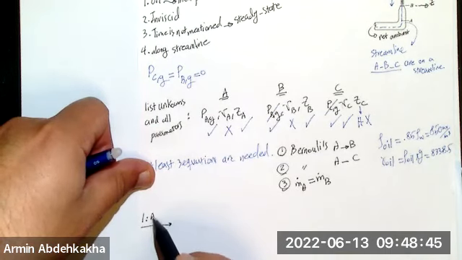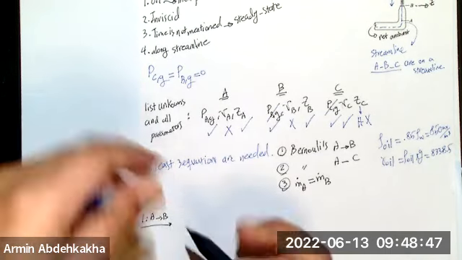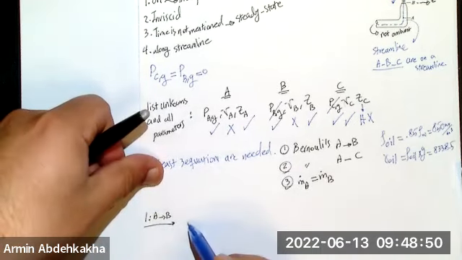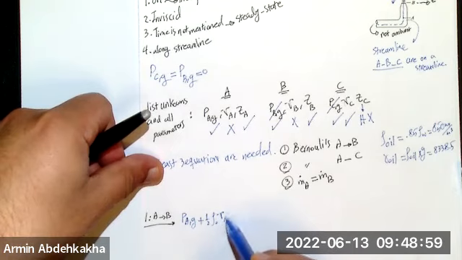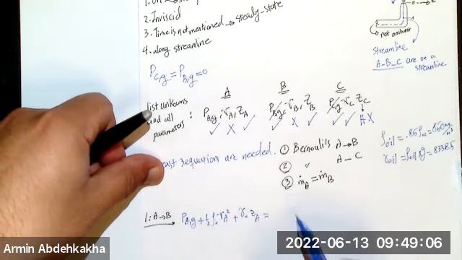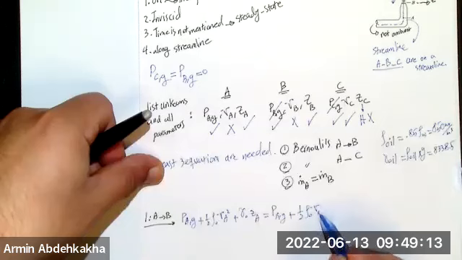Okay, let's write equation one. Equation one is Bernoulli between A and B. P_A gauge plus 1/2 rho of the oil V_A squared plus gamma of the oil Z_A should be equal to P_B gauge plus 1/2 rho oil V_B squared plus gamma of the oil Z_B.